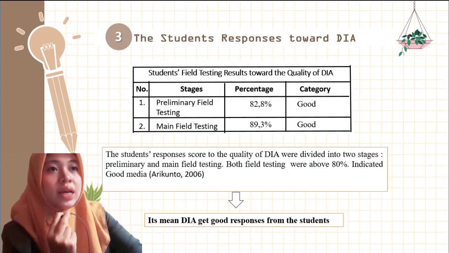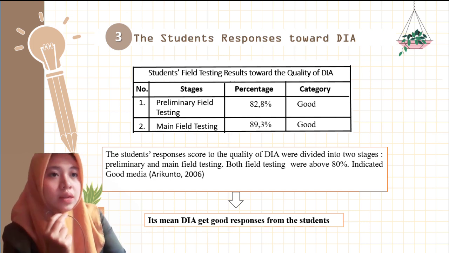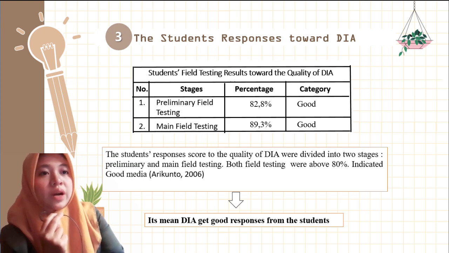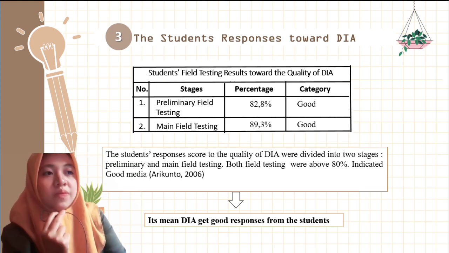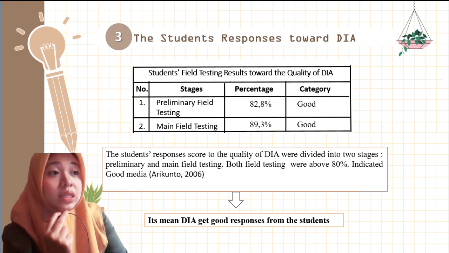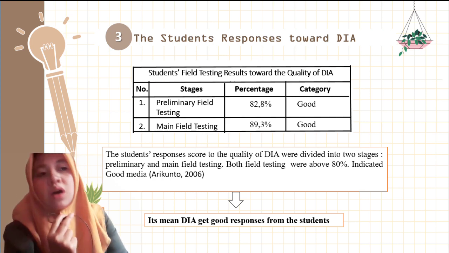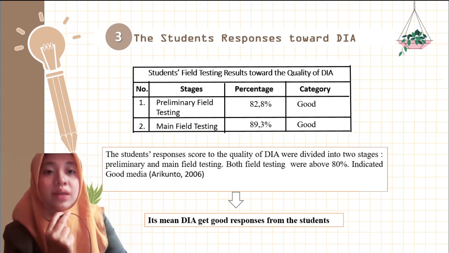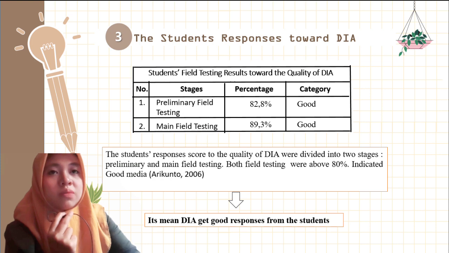Then the next one is the student responses toward DIA. Here is the table. The students' response scores to the quality of DIA were divided into two stages, preliminary and main field testing. Both field testing results were above 80%, which indicated a good media based on Arikunto 2006. So it means DIA, or Detext Interactive Application, got good responses from the students.